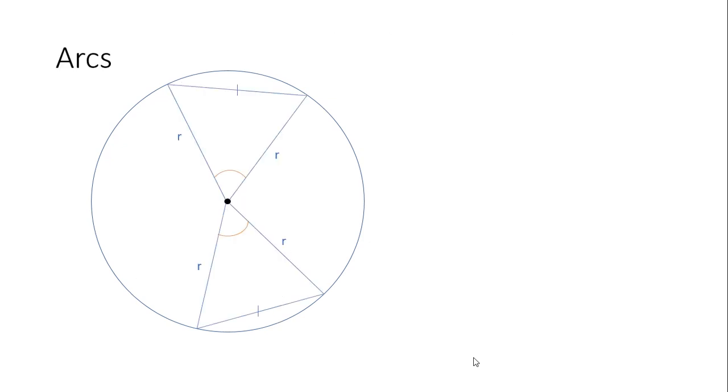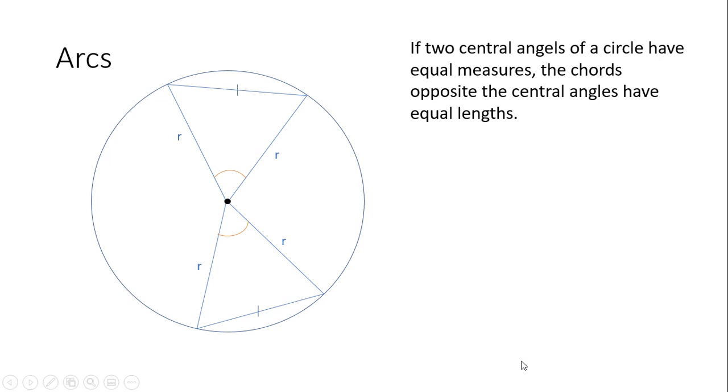All right, and now finally arcs. We can tell a lot about arcs. We'll start with the central angles. If the central angles of the circle have equal measures, then the chords that are opposite the central angles have equal lengths.